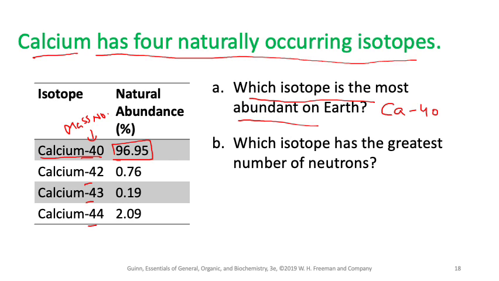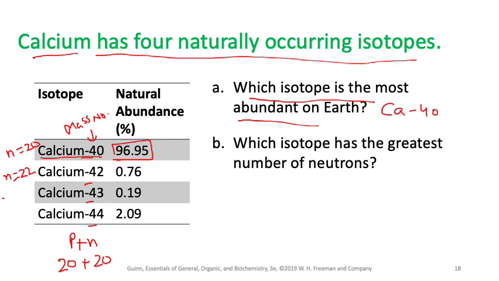Which isotope has the greatest number of neutrons? We know each isotope of calcium, whether 40, 42, 43 or 44, has the same number of protons, because you cannot change the number of protons. So protons plus neutrons. So if it has the same number of protons, what is different? The different number of neutrons. So calcium has a proton number of 20. To get 40, calcium-40 should have 20 neutrons. I can write over here 20 neutrons. Calcium-42 should have 22 neutrons.